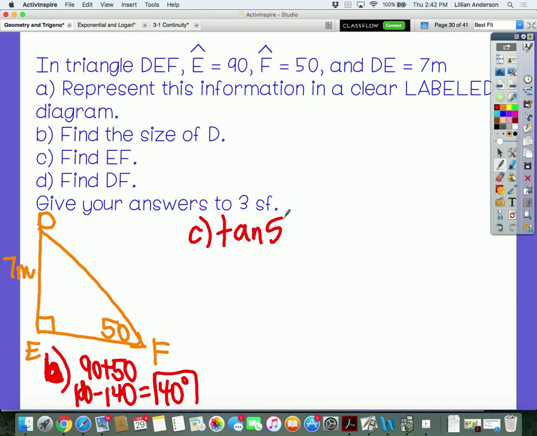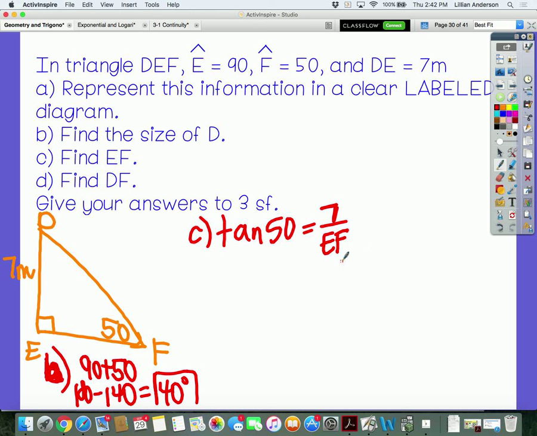Tan 50 equals 7 over EF, okay? Now, I am going to solve this problem doing it this way because there's one thing I do want to point out because this could happen to you. When you set it up, your variable, what you're looking for, is actually at the bottom and not at the top, okay? And that's fine if it's at the bottom. It just means you have to do one extra thing, okay?